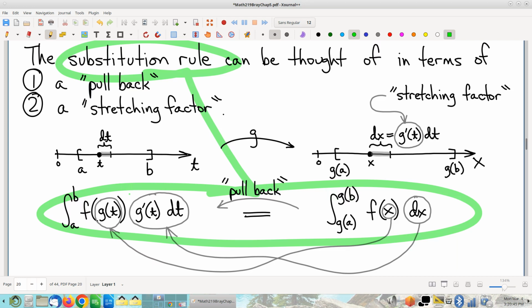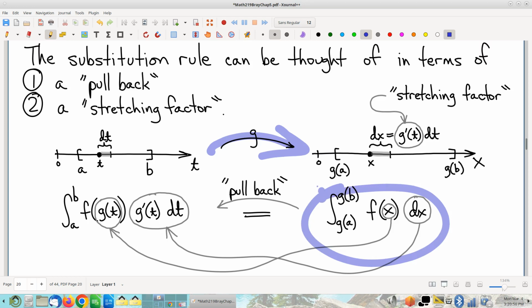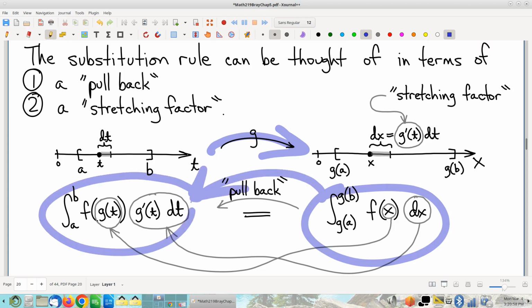And the aspects of this that I wanted to point to in particular are, first of all, this idea of a pullback. That if the function is going that way, then the expressions go the opposite way. Expressions pull backwards through functions. Points go forward, expressions go backwards. So that's going to be an important aspect of what we're going to be doing.